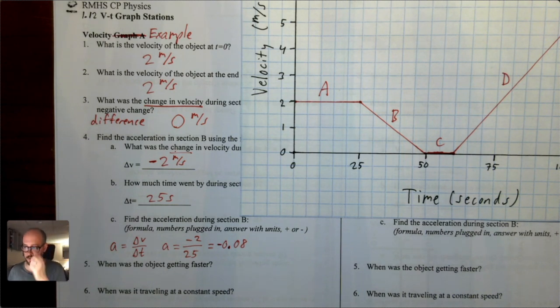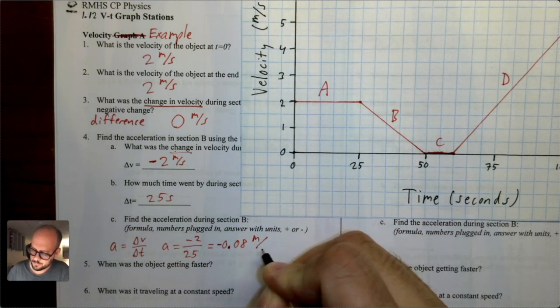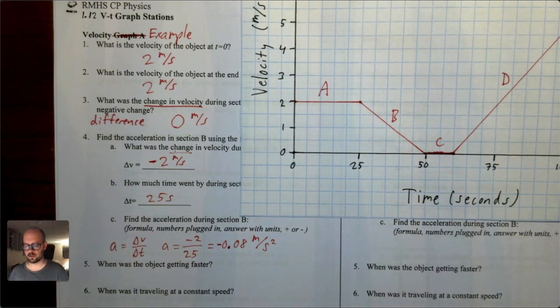And we have to remember units. So you took some notes. You can always look up the units of acceleration, but I'll also tell you now, it's meters per second squared. Okay, so those are the calculations.